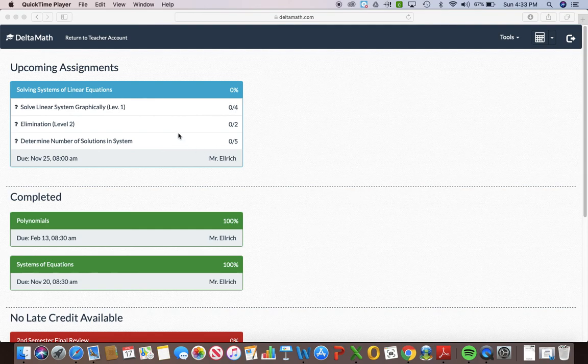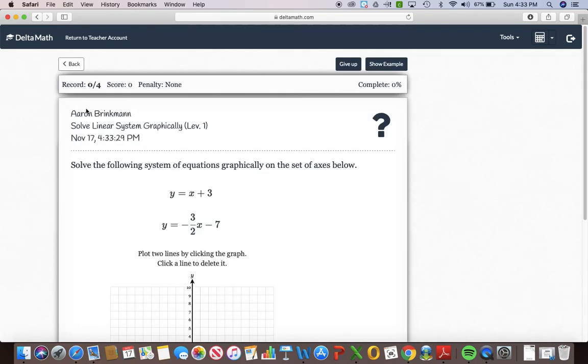I have logged in under one of my students from a previous year, and I'm going to click on the assignment that I created when I was showing you how to create assignments in the teacher mode. So this is the Solving Systems of Linear Equations assignment that I created. I am going to click on that. I'm going to click on the first one, the solving graphically.